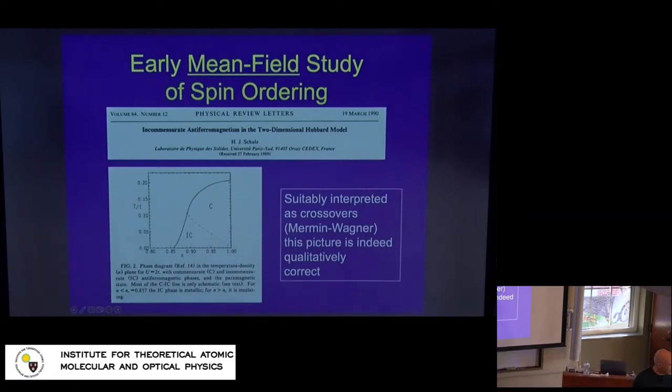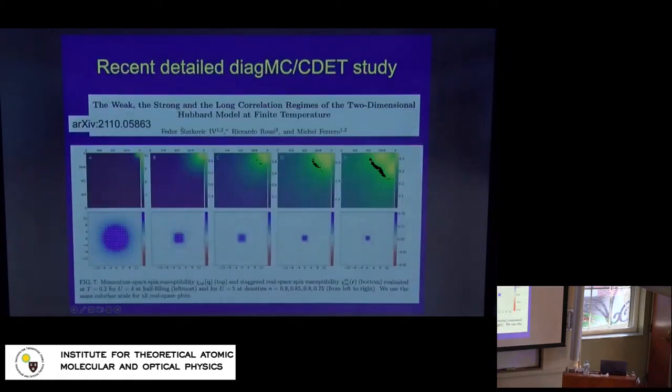Well, if we go back 30 years, from just mean field theory, we can open this beautiful paper by the same author that I already quoted. You will see a mean field phase diagram, just Hartree-Fock, of temperature versus density, so doping goes that way. You see a regime of commensurate long-range spin order and a regime of incommensurate long-range order, with an evolution from commensurate to incommensurate. Suitably interpreted, because of course these are all crossovers because of Mermin-Wagner, this picture is actually correct. We know that this happens, jumping now over 30 years of work.